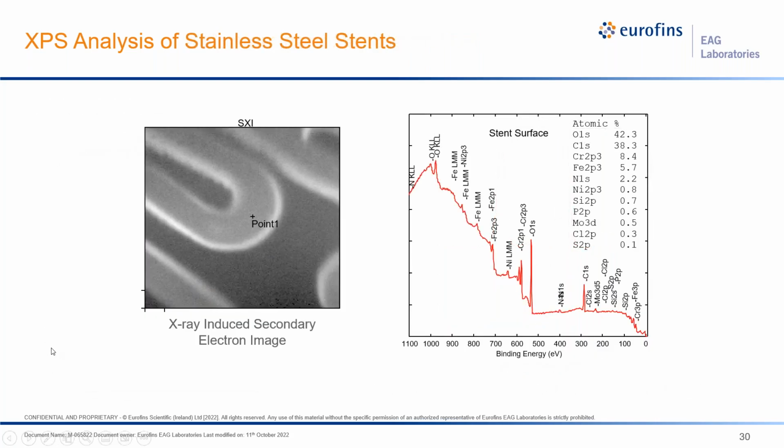This example talks about the analysis of stainless steel stents. The location of the analysis is shown in the image on the left. The survey spectrum on the right was taken from that spot. And as you can see, there are elements detected that are listed. The most abundant elements are carbon and oxygen, and then alloy elements, chrome and iron, as well as some smaller components of the alloy and some contaminants at low to trace levels.